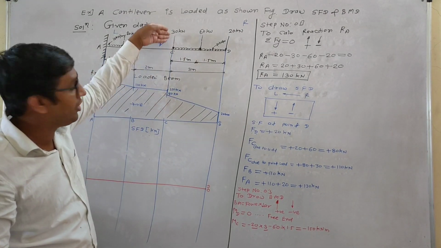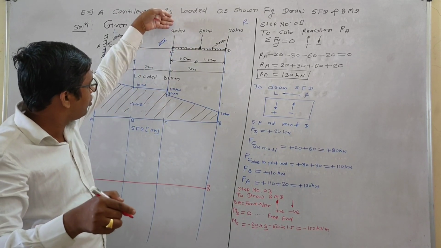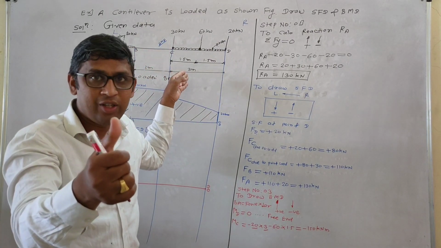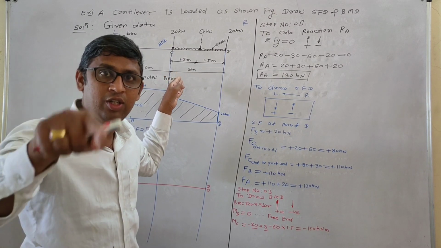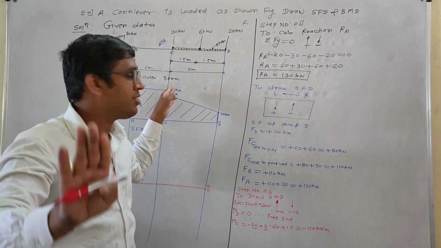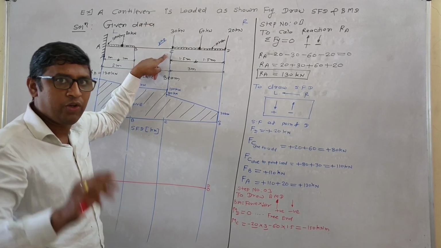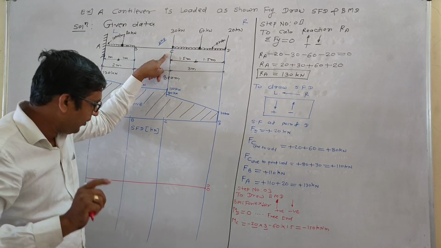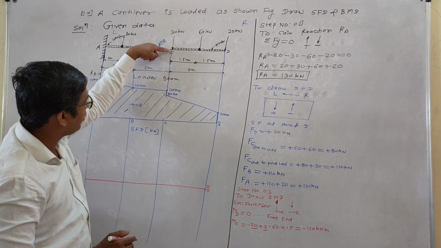Don't consider this 30 again. Why? This 30 kilonewton force is passing through point C, which means there is no perpendicular distance. Again, that force 30 into 0 gives the 0 answer. Don't consider the 30 kilonewton at point C. If you consider it, ultimately you get the 0 answer. Remember that. Then draw this at point C.